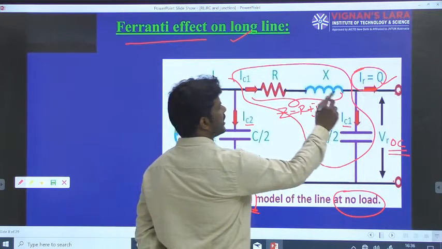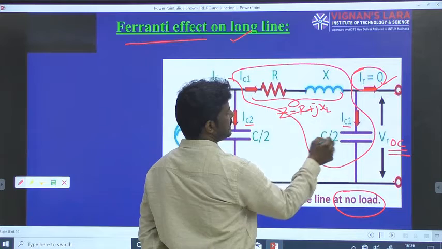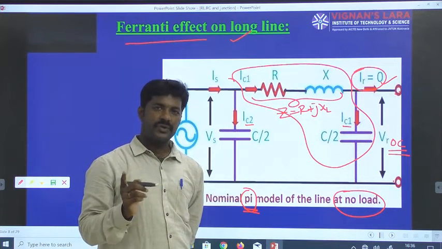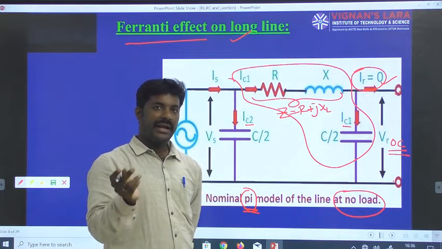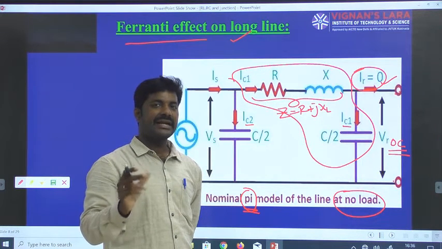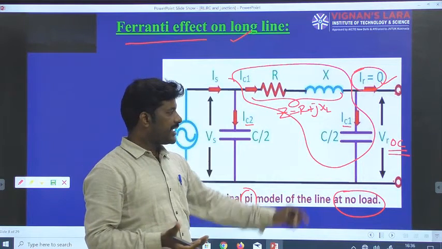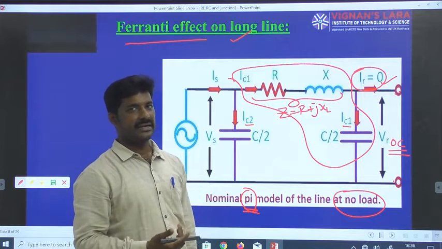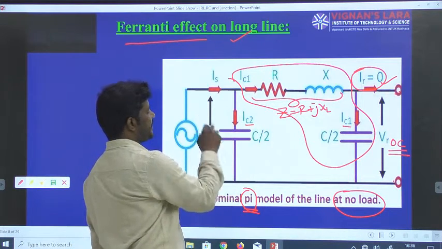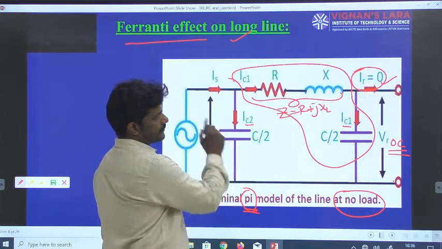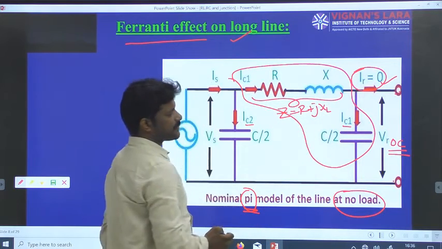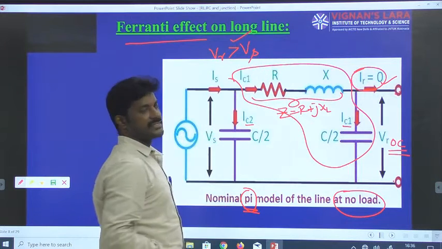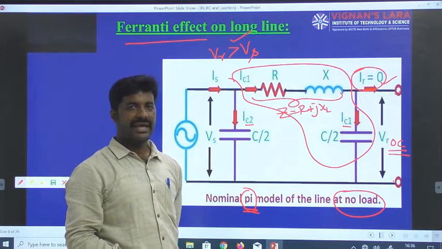They carry a certain current called the charging current. Whenever the transmission line is operated in open circuited condition, the current observed, because of no load operation, is due to the capacitor. Such a current is called the charging current. That charging current is supplied by the source. That charging current is responsible for the VR magnitude being greater than Vs.